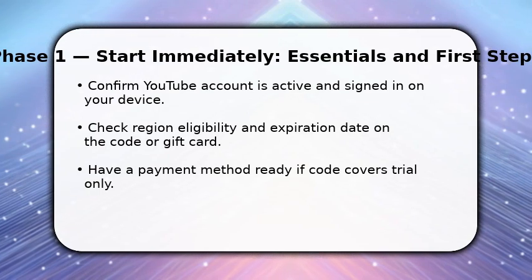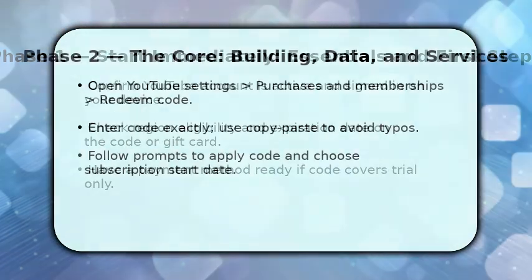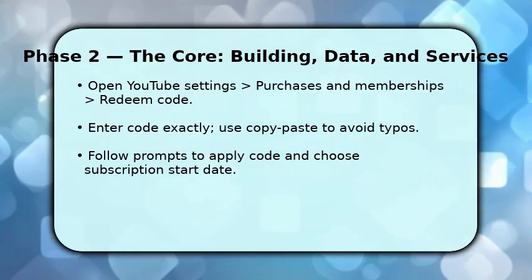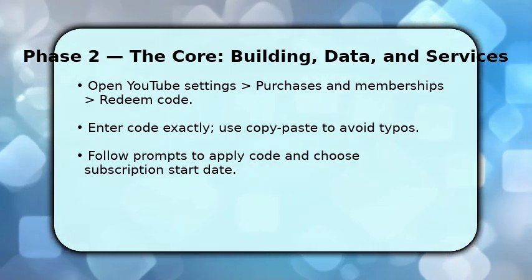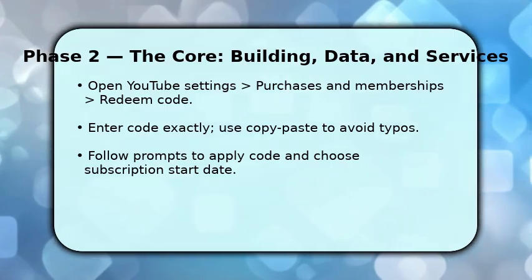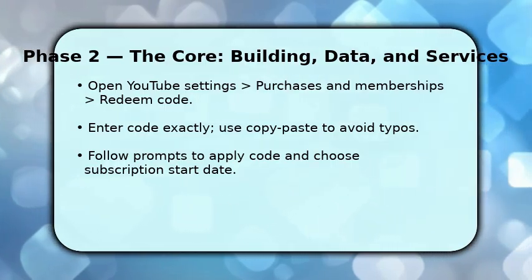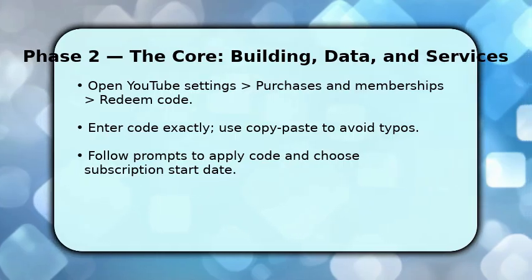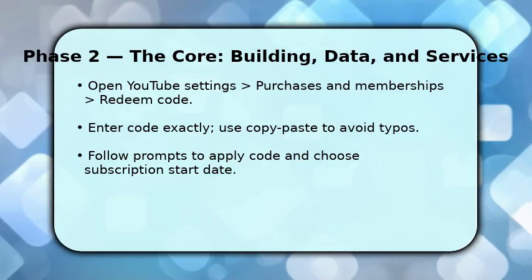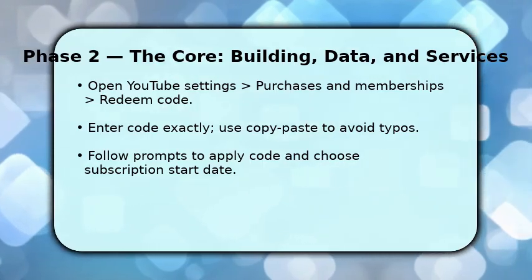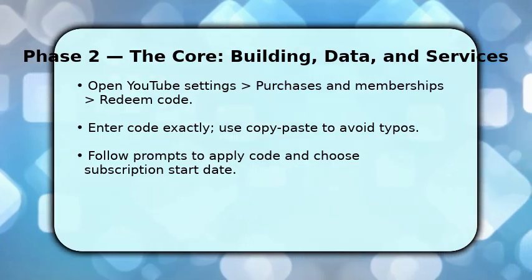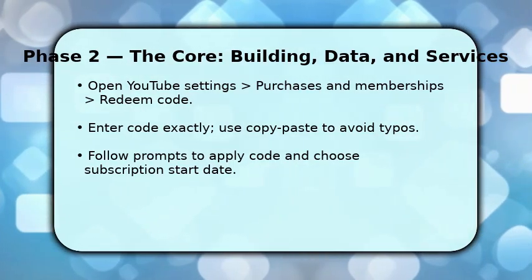You will now redeem. Open YouTube settings, go to Purchases and Memberships, then select Redeem Code. Type or paste the code exactly. One wrong character fails redemption, so double-check characters like 0 versus O. After code accepts, follow prompts to confirm the offer and select whether to apply it immediately or at period end. If asked, verify or confirm your payment method because trials often require a backup card. Once confirmed, YouTube processes the code and activates your premium.